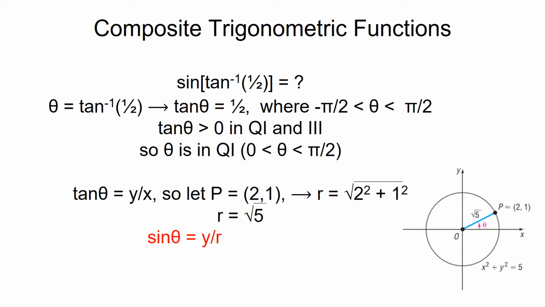We're interested in finding r because that will help us solve the overall problem. Remember that we're interested in finding the sine of theta, where theta is the angle whose tangent is 1/2. The sine of theta is defined to be y over r, and that's 1 over the square root of 5. When we rationalize this, we get the square root of 5 over 5.